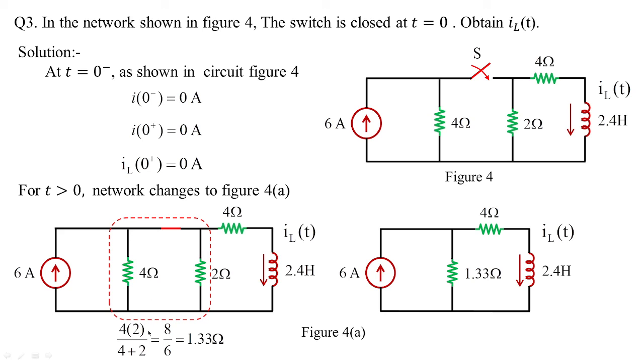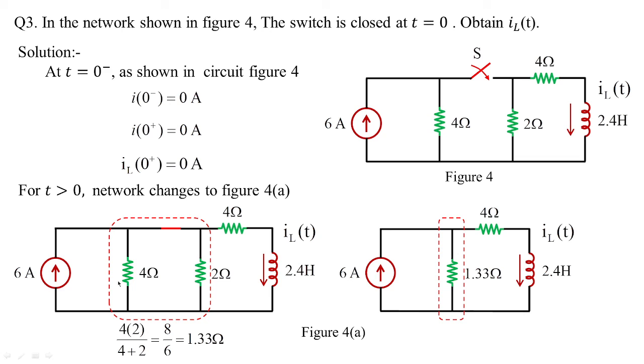So the parallel of 4 and 2, we give the value as 4 into 2 by 4 plus 2, which is 8 by 6, equal to 1.33. So I've just replaced this parallel circuit with 1.33 ohms, and the rest of the circuit is as it is. Am I clear?